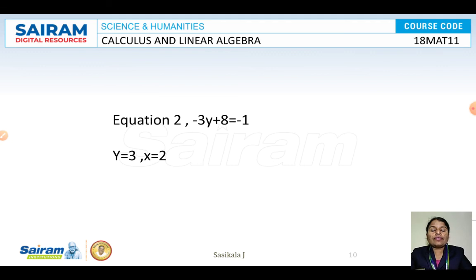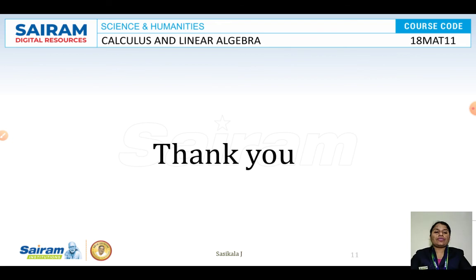That is what we have got from the equations by using the Gauss elimination method.